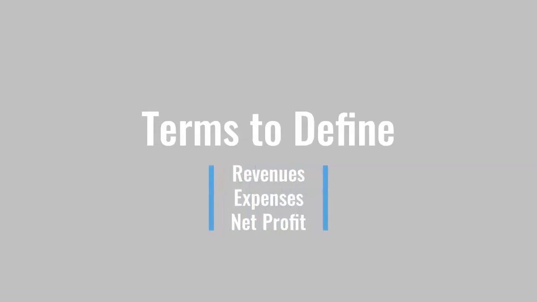So let's begin by defining revenues, expenses, and net profit. Revenues is the money generated by a business from its sale of products or services. Expenses: an expense in accounting is the money spent or cost incurred by a business. And net profit represents the money you have left after expenses are paid.